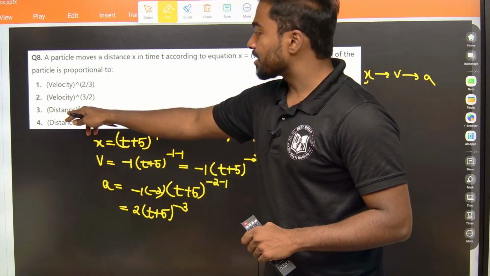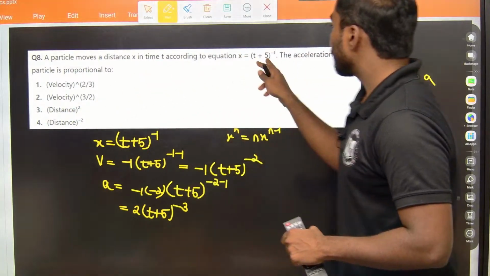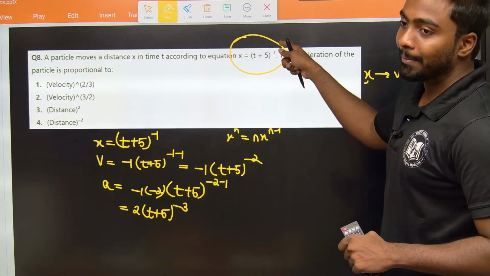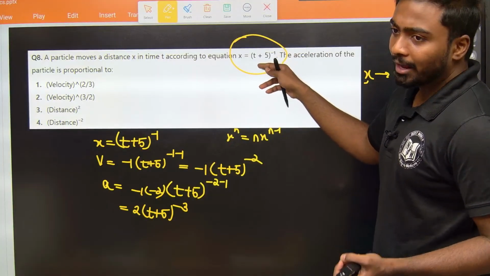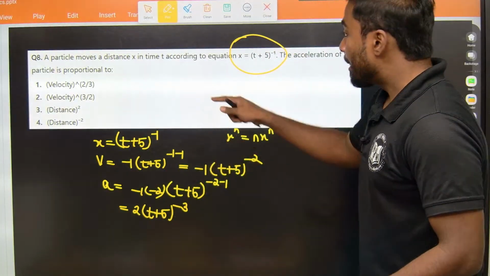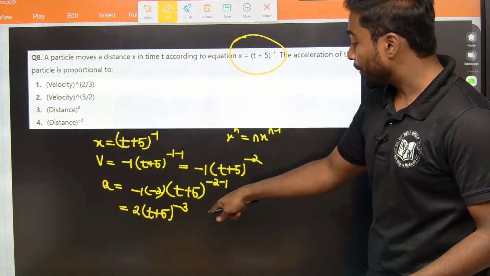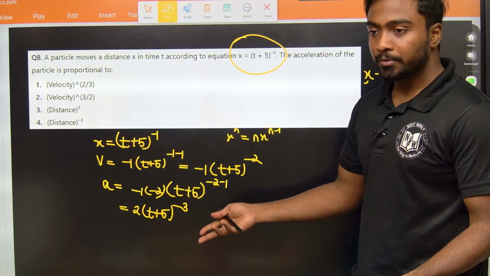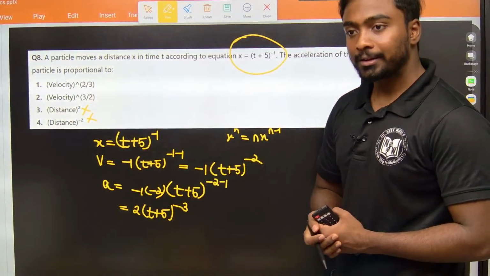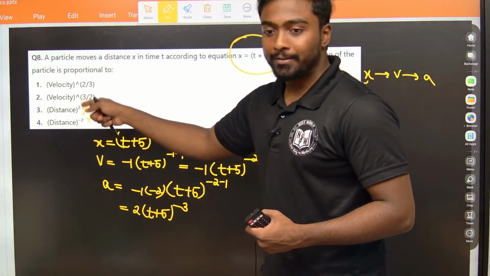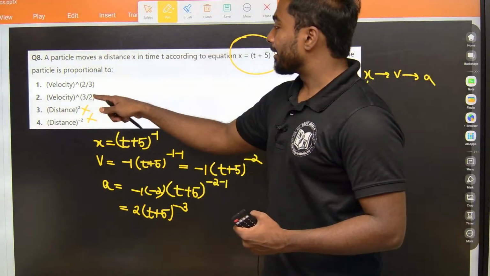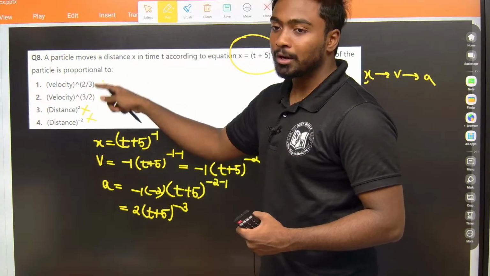And in distance, what did they say? Distance squared, no. Distance they have given directly: x = (t + 5)^(-1). If I square this one, I will not get 2 (t + 5)^(-3). Power 2 is the maximum thing here, but power 3 is there. I won't get it. So I can easily eliminate option 3 and option 4, right? Here the maximum power is 3. So either it should be option 1 or option 2.